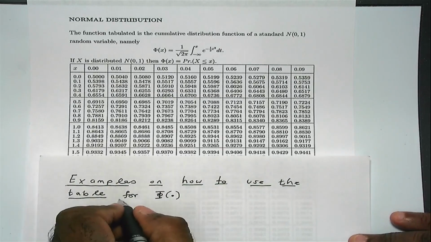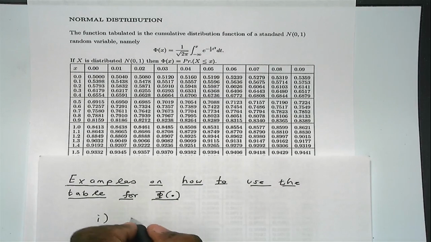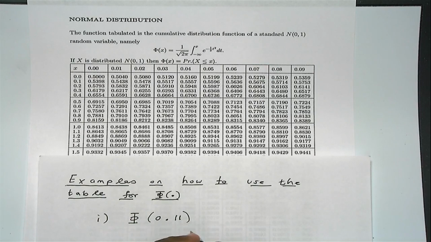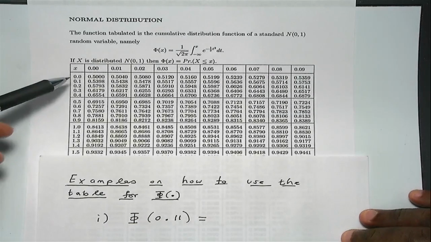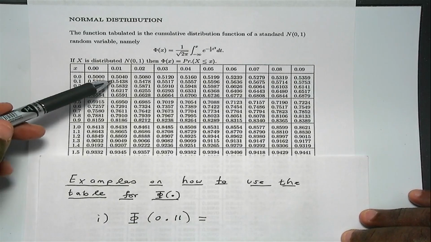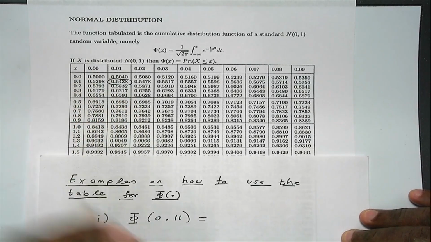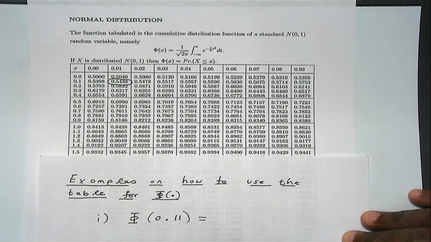Now suppose you want to read capital phi at 0.11, right? So all you have to do is to go to this table, and first you look for 0.1, which is over here, and then you look for 0.01. So 0.1 and 0.01 gives you this value here. Right, so this is equal to 0.5438, right?